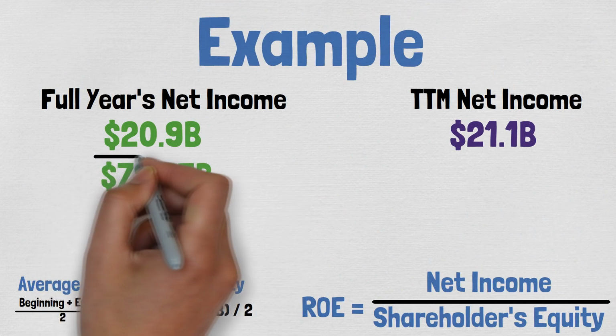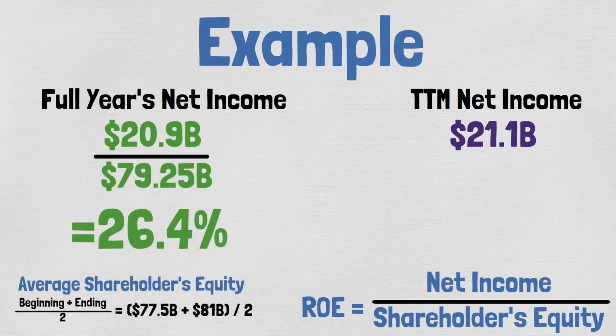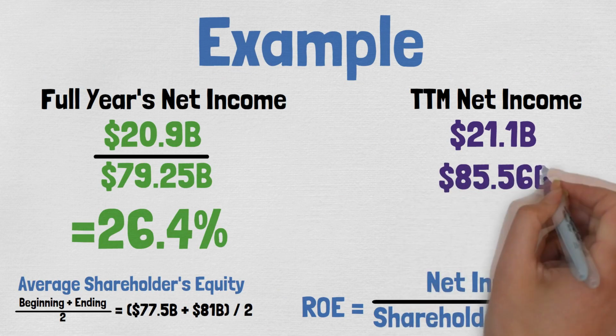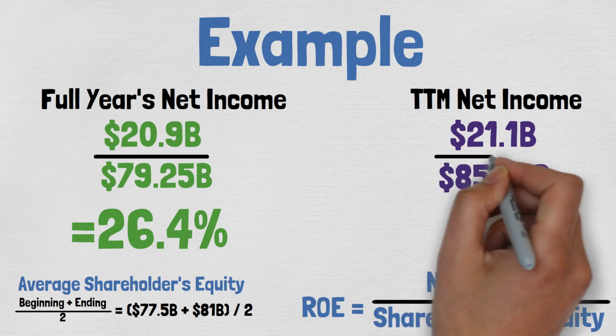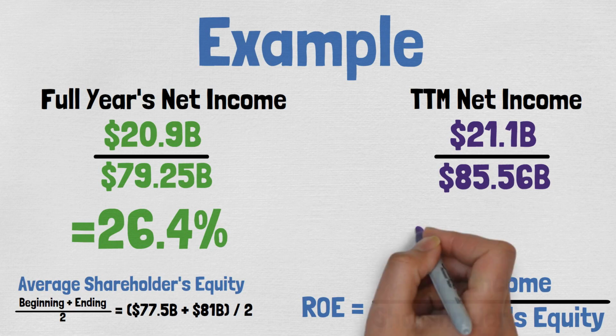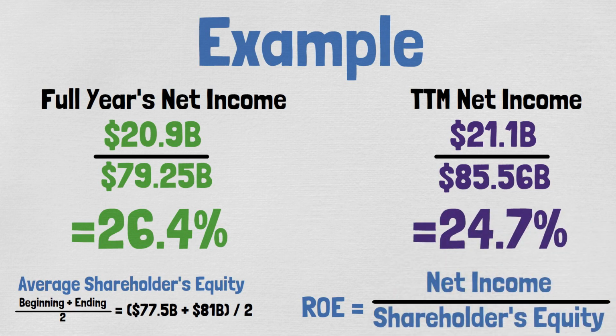The return on equity for 2020 is 26.4%. For the trailing 12 months, the shareholders' equity is $85.56 billion, so the return on equity is 24.7%.